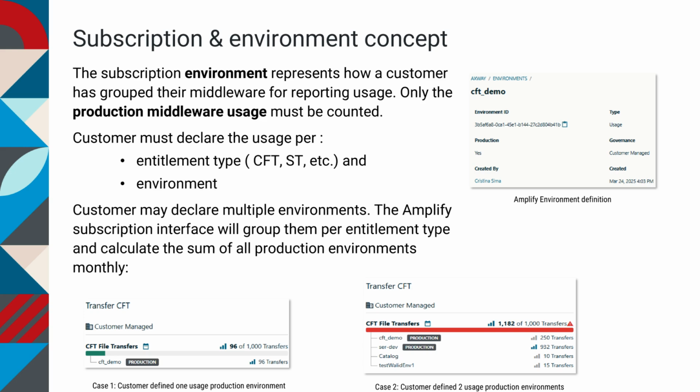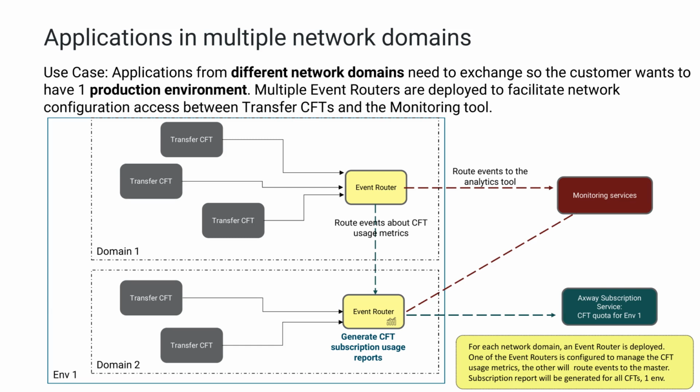In the next implementation, we will introduce the concept of a reporting environment. The subscription environment represents how a customer has grouped their middleware for reporting usage. Only the production middleware usage must be counted. You may declare multiple environments. Another use case is when you have multiple network domains and you are using Event Router to consolidate all monitoring event traffic per domain. But you still have one overall production environment.